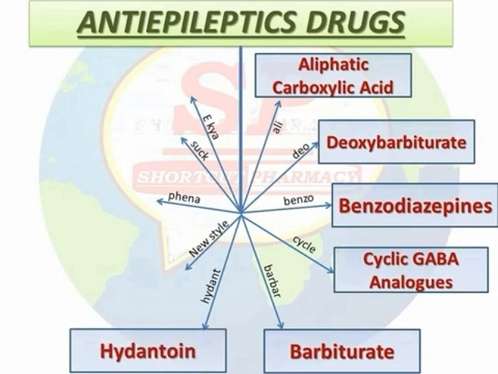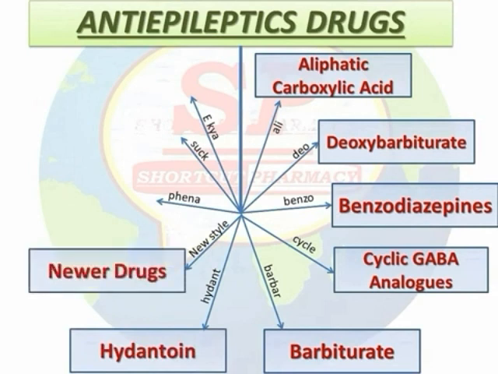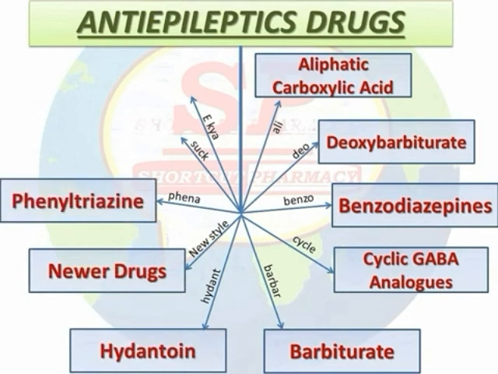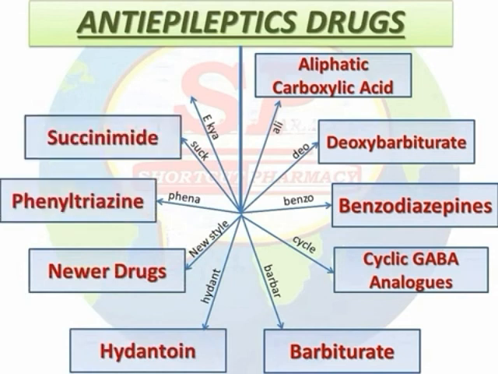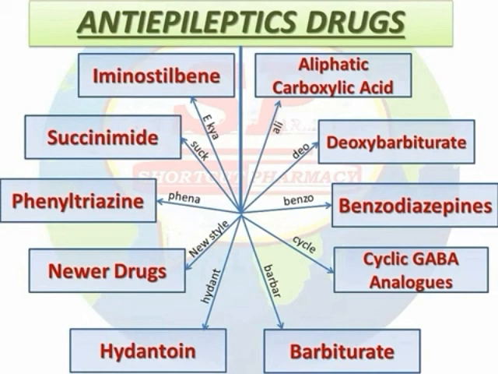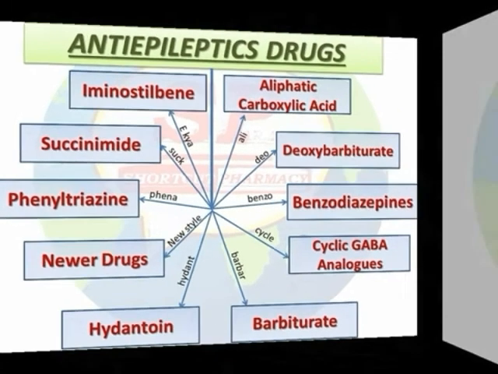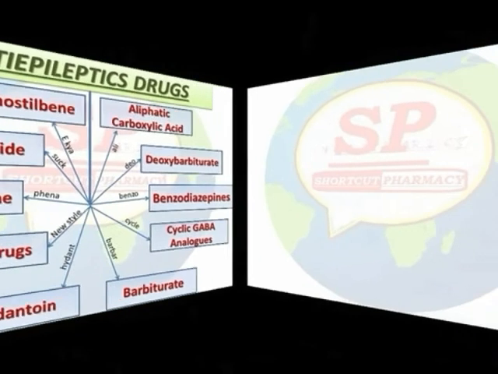The next one is infantile spasm, also known as hypsarrhythmia. The first drug of choice in infantile spasm is ACTH or corticosteroids. The next one is psychomotor seizures, also known as complex partial seizures, and the first drug of choice is carbamazepine. Next we will see the mechanism of action of all anti-epileptic drugs.